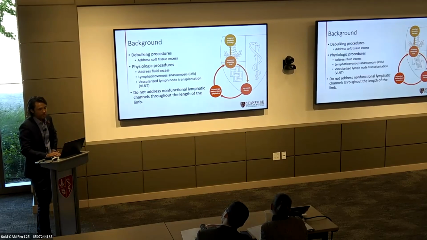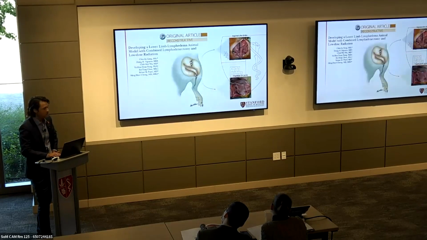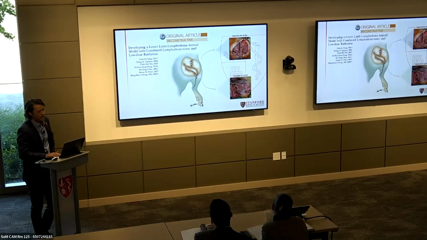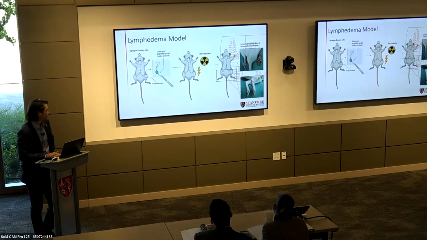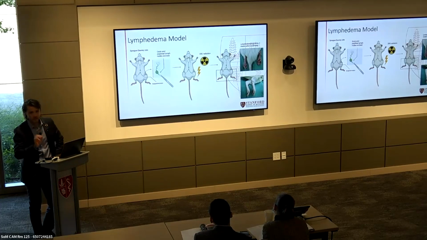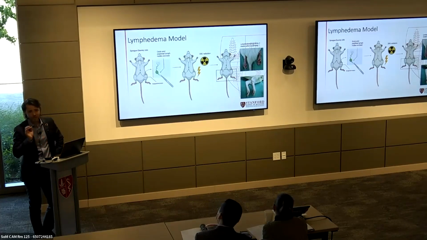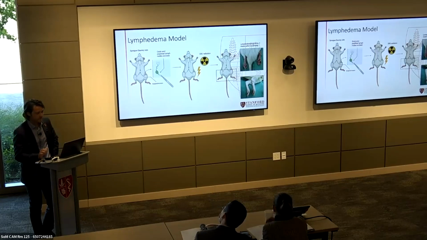So in order to find adjunctive therapies to help with that, this rat hind limb model was very instrumental. Our senior author of this particular paper was involved in creating this model, and it involves excising the popliteal lymph nodes, the inguinal lymph nodes, as well as administering 20 grays of radiation. In 2 weeks, the rats are developing a lymphedematous limb.